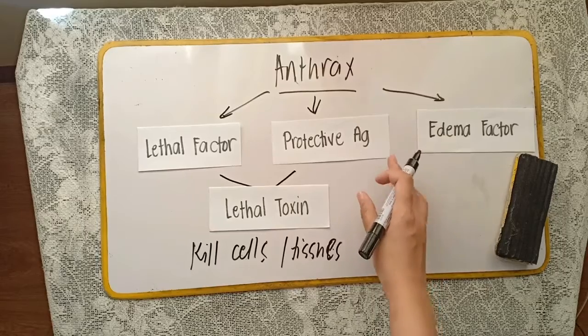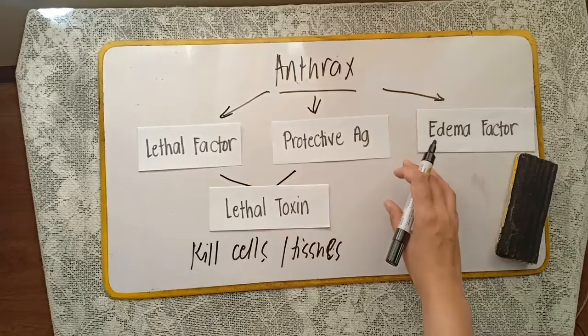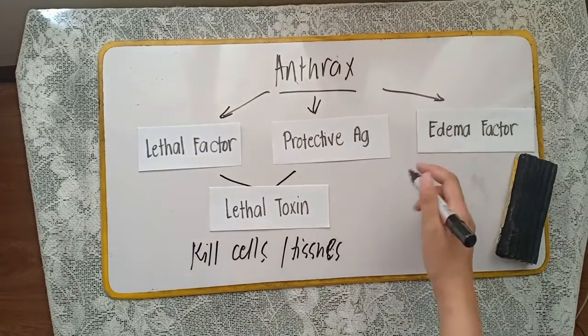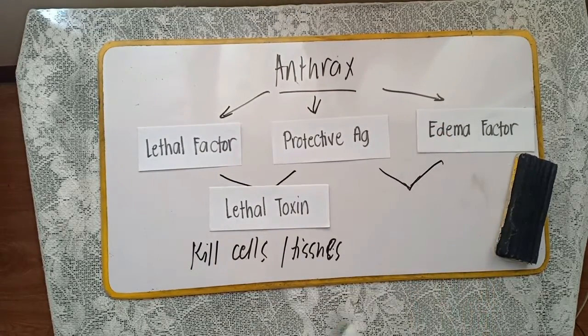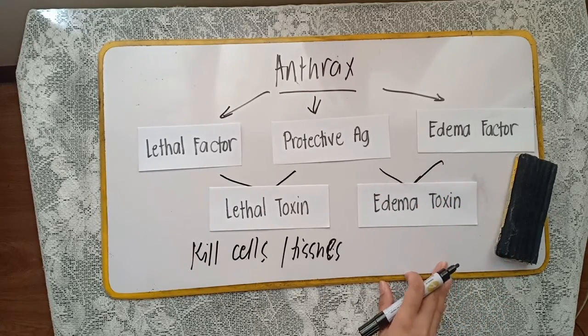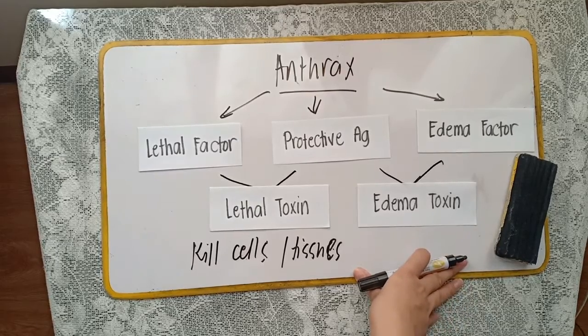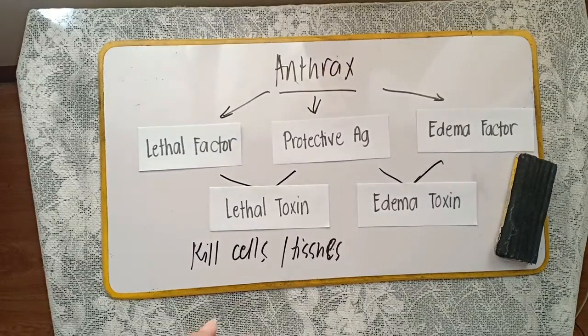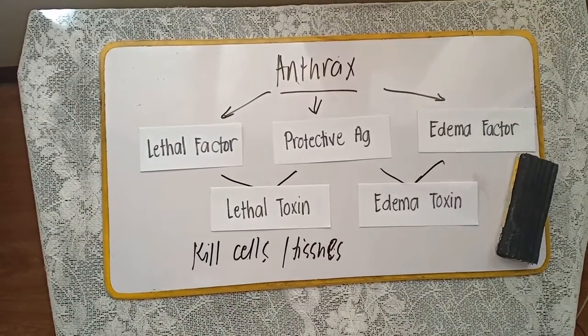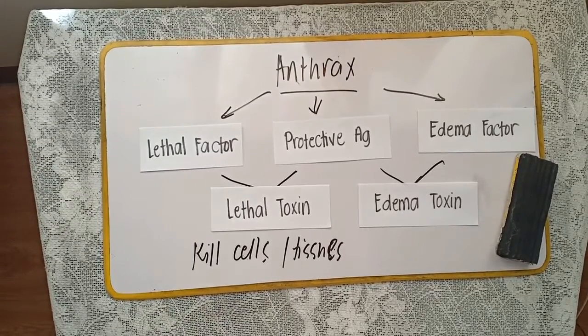But if the protective antigen and the edema factor combine together, they will produce your edema toxin. The effect of this edema toxin on the body is that it causes fluid accumulation. Edema, right? It will cause an edematous effect to the body. Now, these exotoxins are responsible for the signs and symptoms of anthrax.